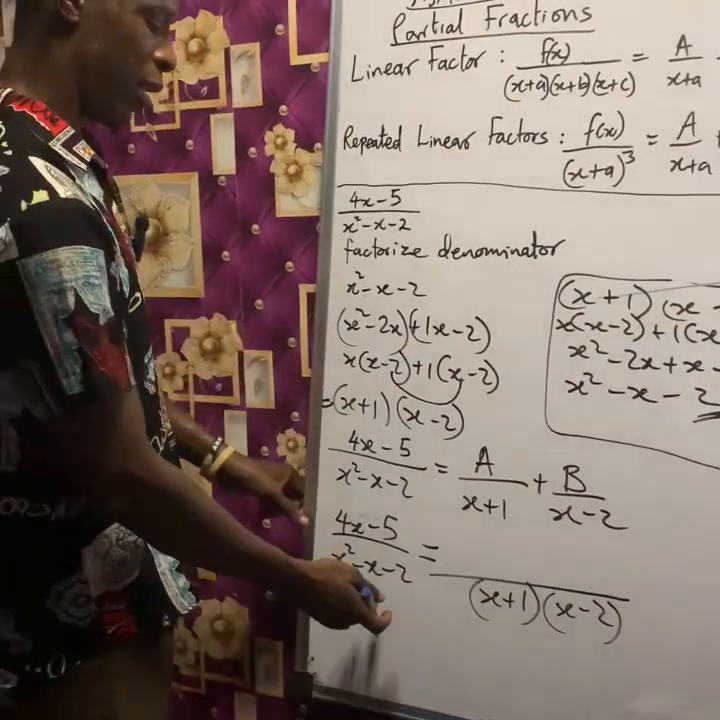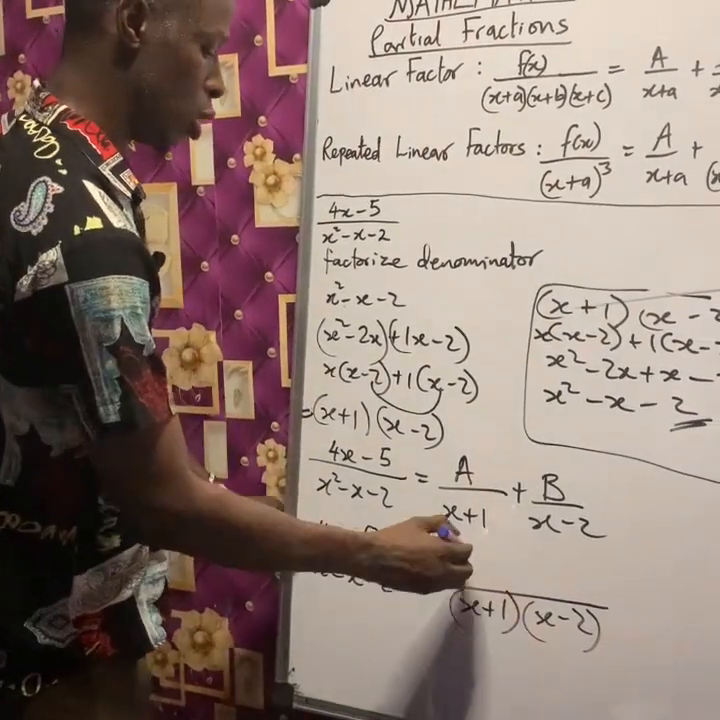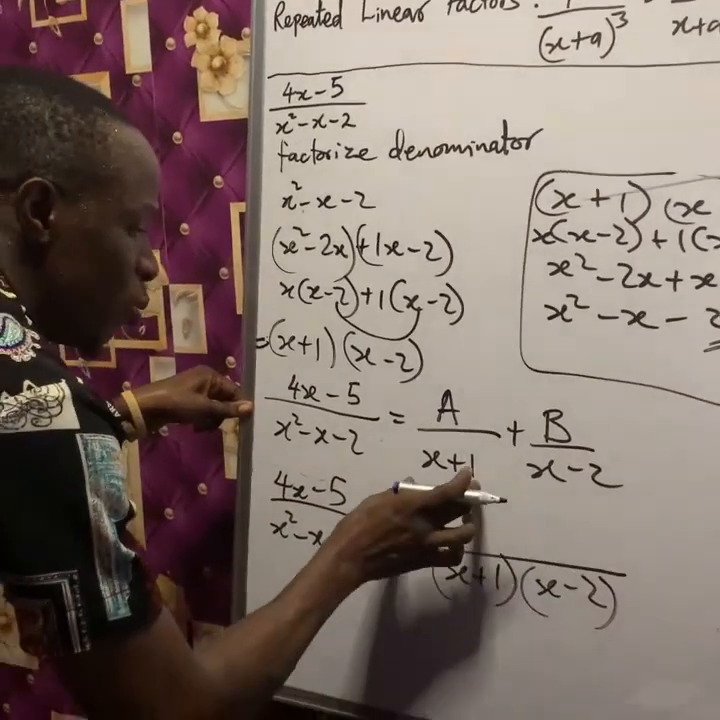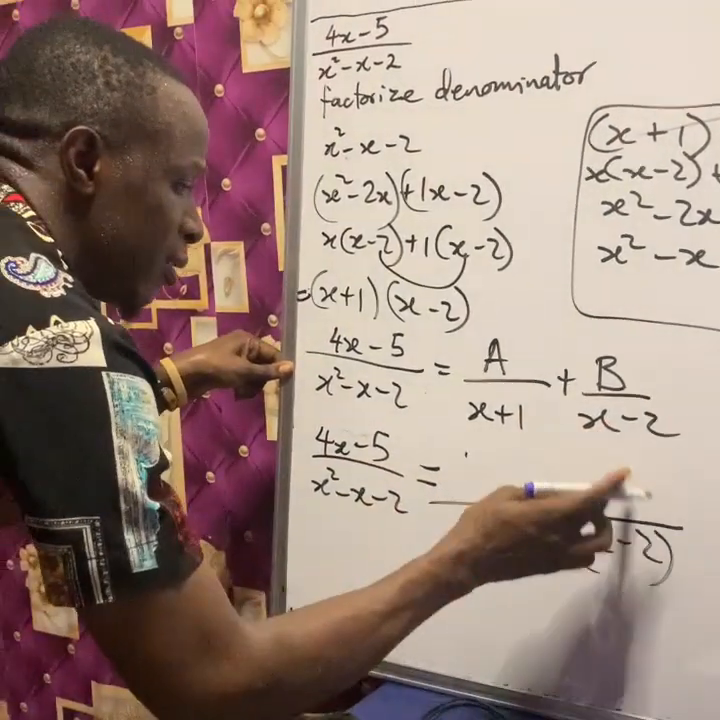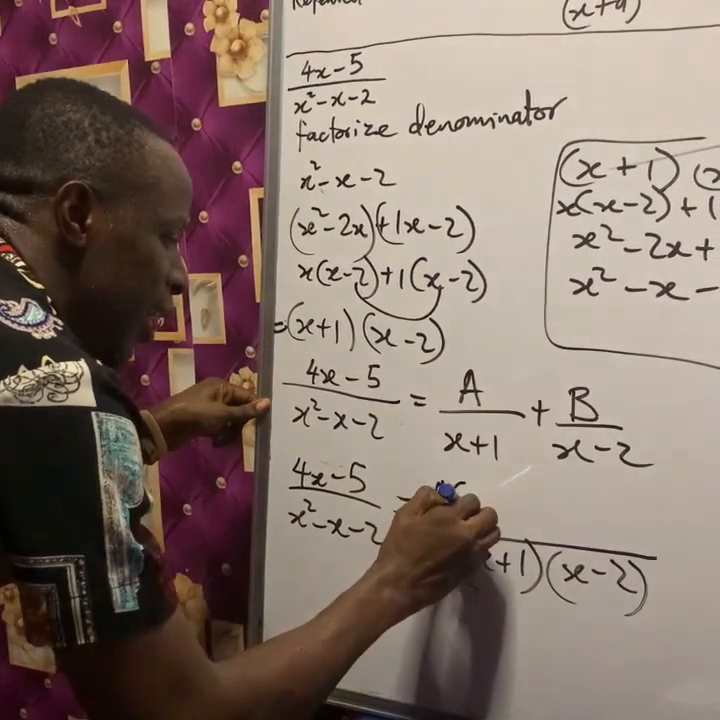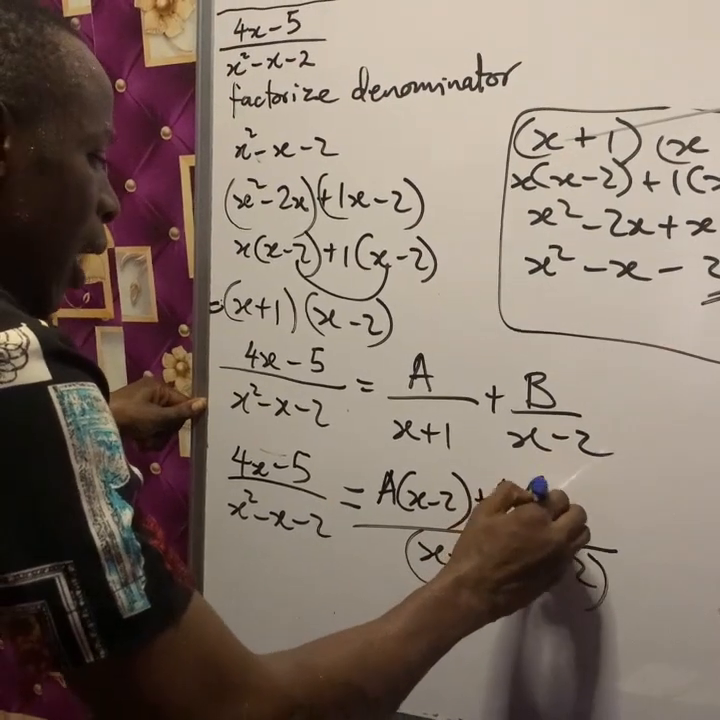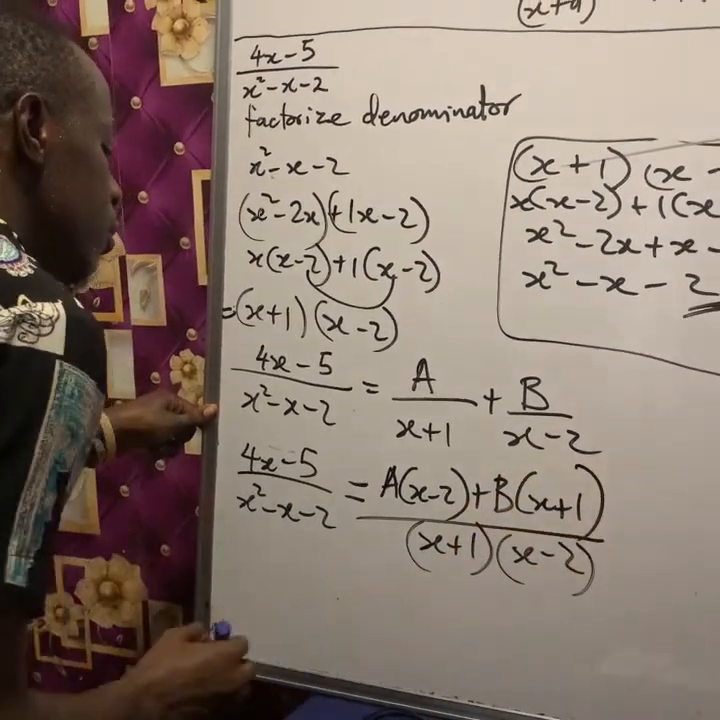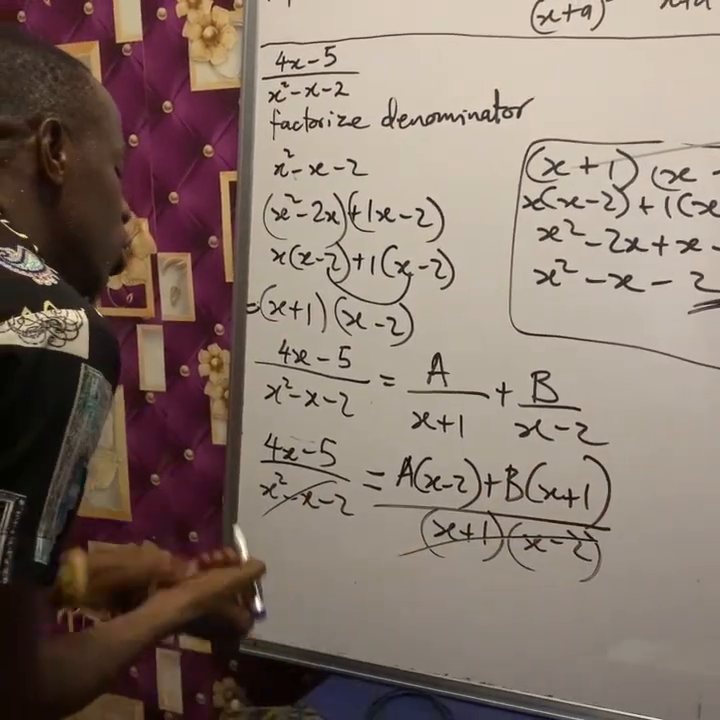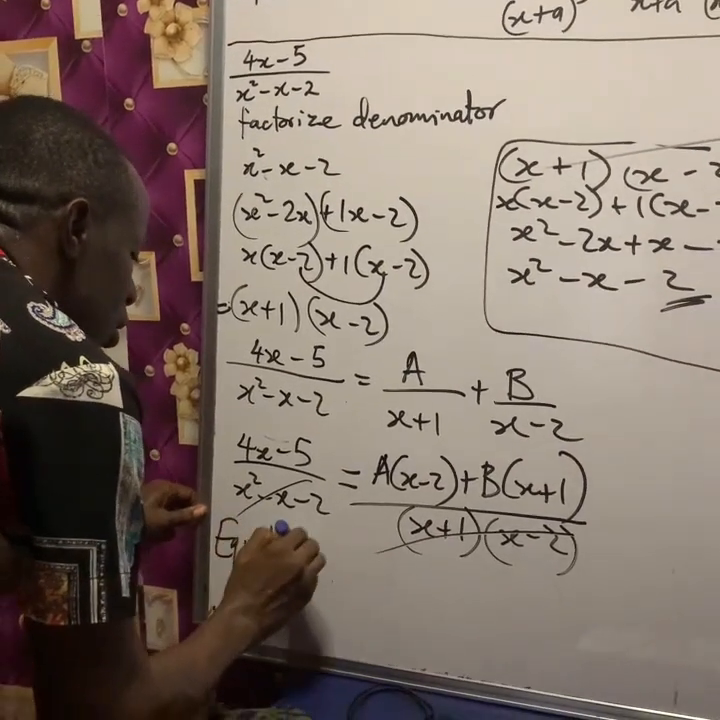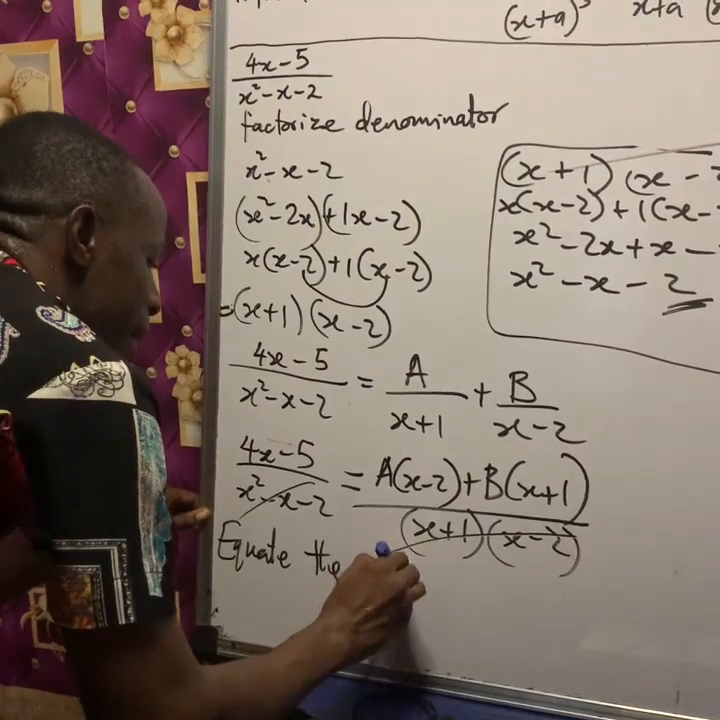You can see that this and this are the same, so if I'm using this, I can use it to replace this. So I have this divided by this, which will give you x minus 2. So you have a open bracket x minus 2 plus b open bracket x plus 1. Since they are the same, they will cancel the denominator. So we equate the numerator.